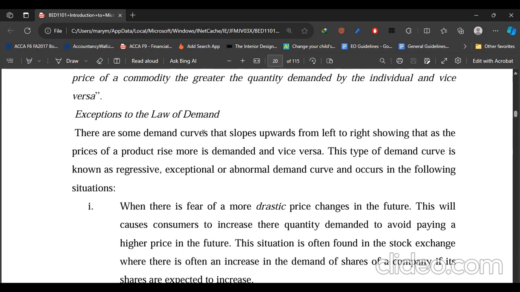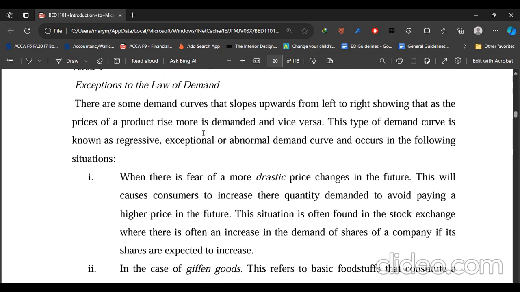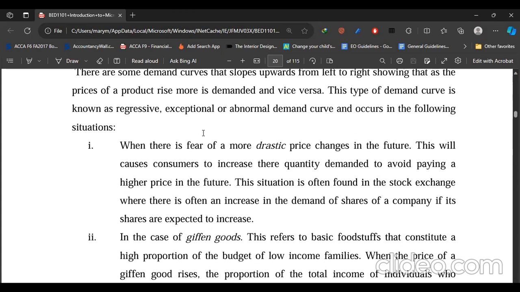We are saying there are some demand curves that slope upwards from left to right, showing that as the price of our product rises, more is demanded and vice versa. This type of demand curve is known as regressive exemption or abnormal demand curve, and occurs in the following situations. One, where there is a fear of more drastic price changes in the future, this causes consumers to increase their quantity demanded to avoid paying a higher price in the future.